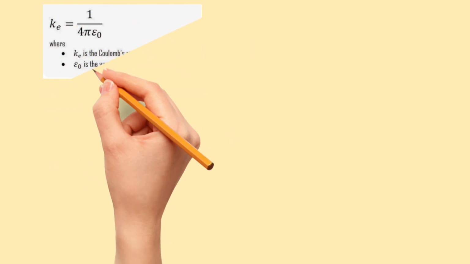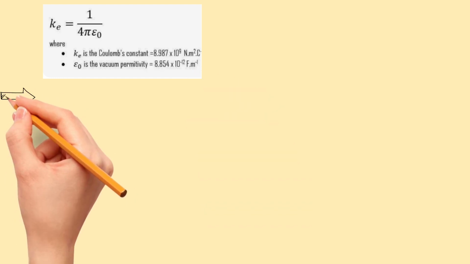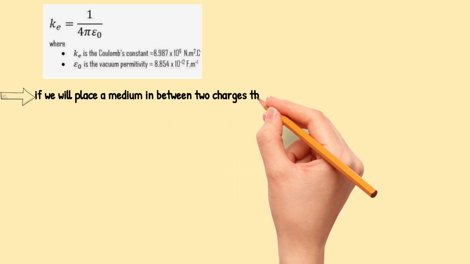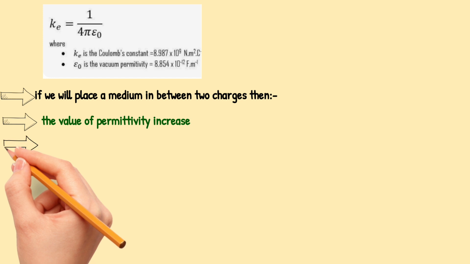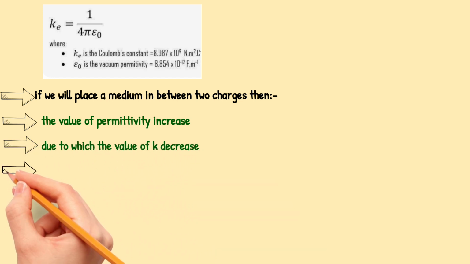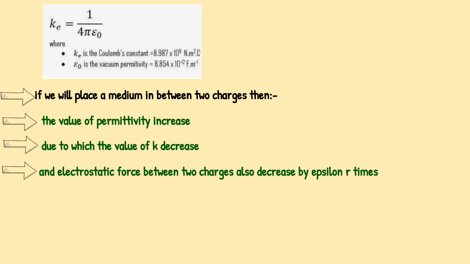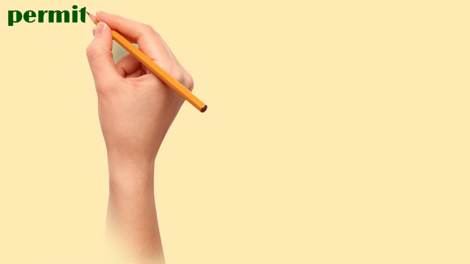Further, the value of Coulomb's constant is equal to 1 over 4 pi epsilon naught, where epsilon naught is the vacuum permittivity. Suppose we place a medium in between two charges, then the value of permittivity increases, due to which the value of k decreases and the electrostatic force of interaction between two charges also decreases by epsilon r times. Now let's move toward the next topic, that is permittivity.